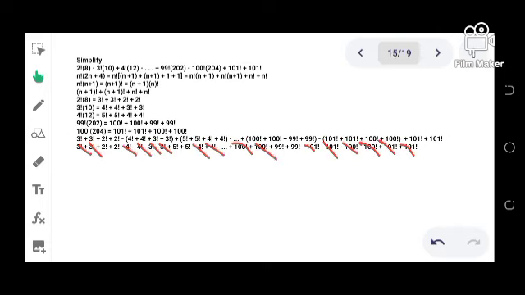Now from this pattern, you can notice that each of the factorials here will cancel except for 2 factorial plus 2 factorial. So what is left now is just 2 factorial plus 2 factorial, which is equal to 4, and this is our answer, and the problem is solved.